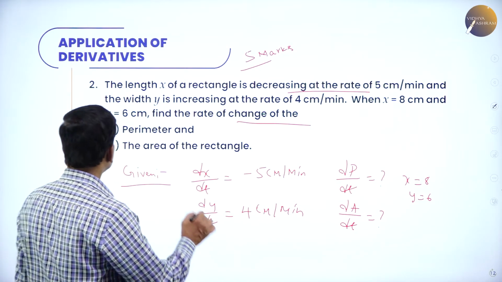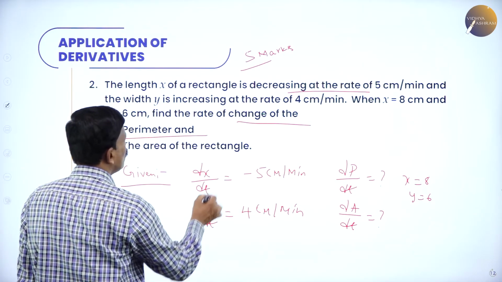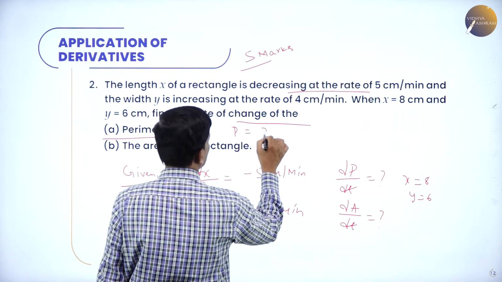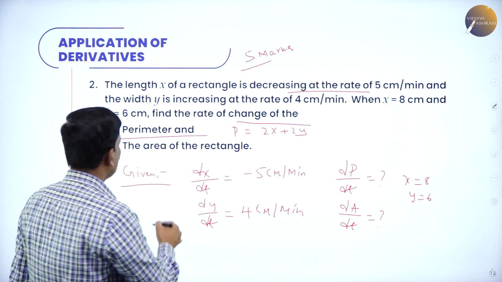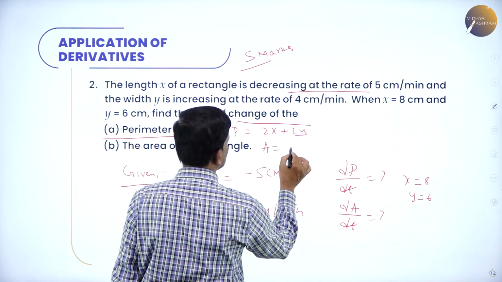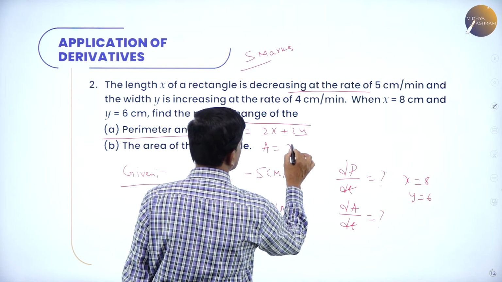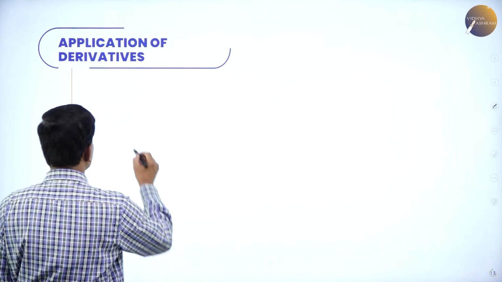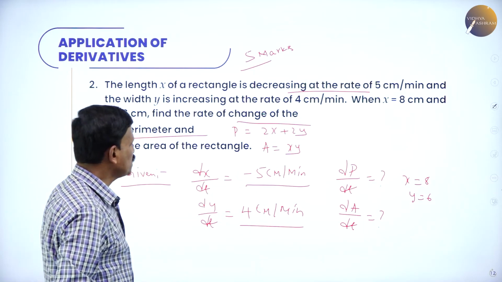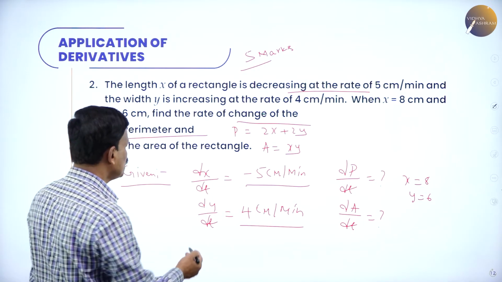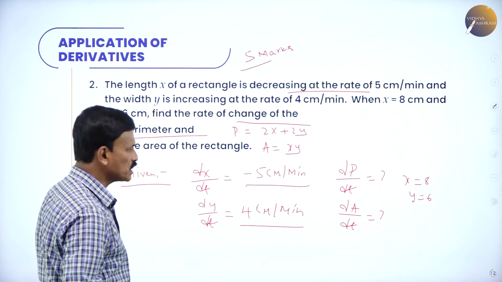Okay. Now let us come to the first one, the perimeter. What is the formula for perimeter? Perimeter is equal to the sum of all the sides, 2x plus 2y. And what is the area of a rectangle? Area is equal to length into breadth, that is nothing but x into y. What is given from the previous page? dx by dt is equal to minus 5 centimeters per minute, dy by dt is equal to 4 centimeters per minute.